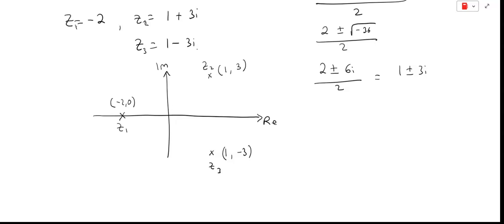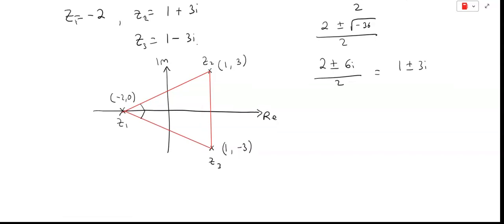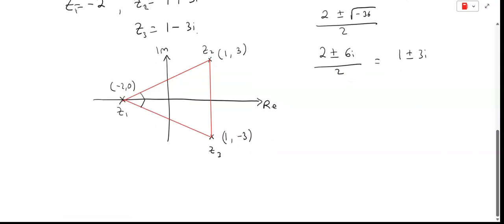There's a couple of ways you can do this. You could work out the different lengths and then show that Pythagoras works. The way I was going to do it, well, let's have a look. Where's the right angle going to be? The right angle is probably going to be here. Okay, so the way I was going to do it is just to work out the gradient of the line between z1 and z2 and work out the gradient between the line z1 and z3.